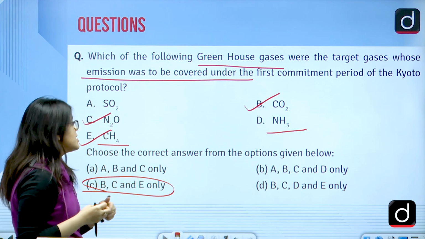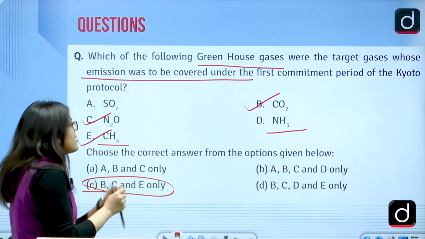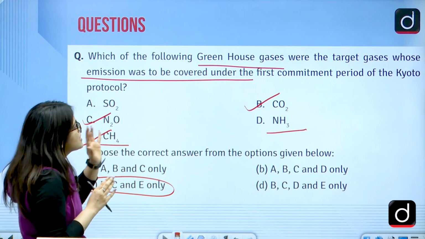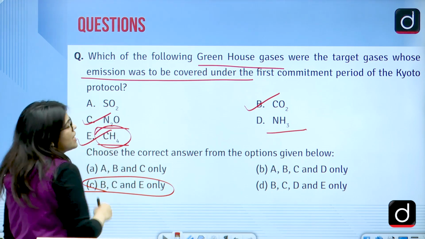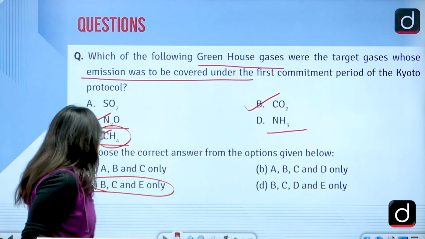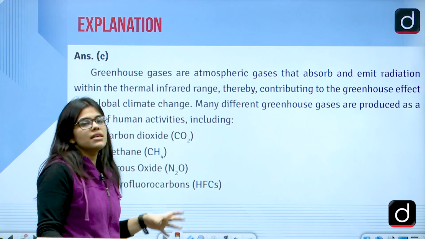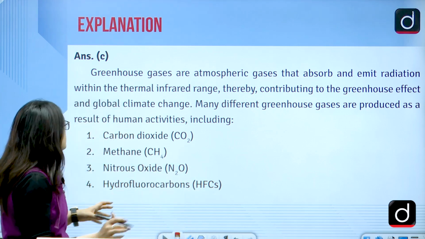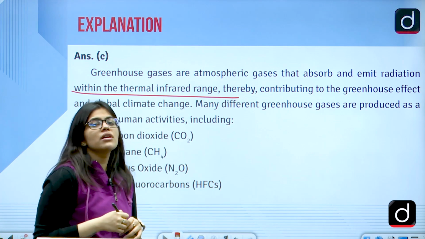Also, it was very easy to guess as well, because yes, we all know that CO2 would be there. This is the first gas that we are definitely going to talk about when we are discussing the greenhouse gases. Then N2O is highly reactive as well, and methane is also a gas that is very much prevalent and causes a lot of problems. Now let us first read. So the greenhouse gases are basically the atmospheric gases that absorb and emit radiation within the thermal infrared range, thereby contributing to the greenhouse effect.